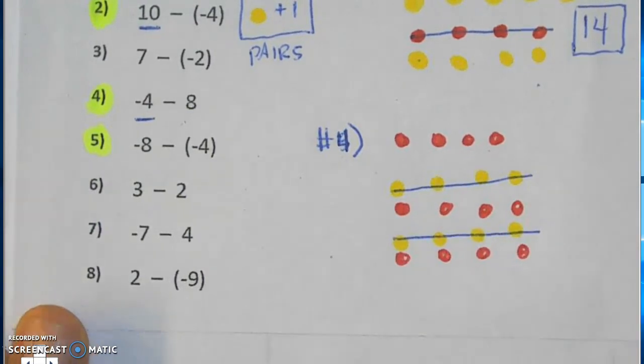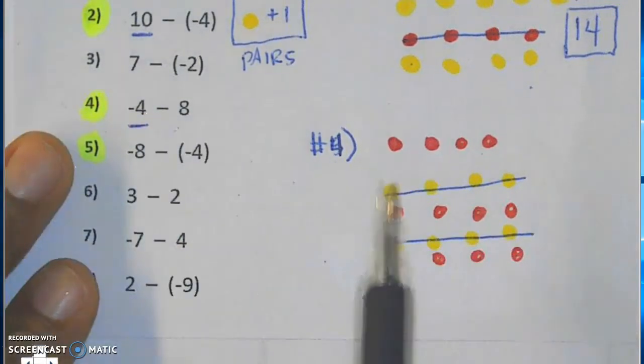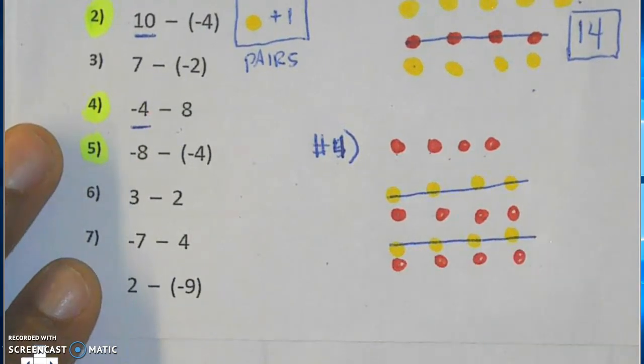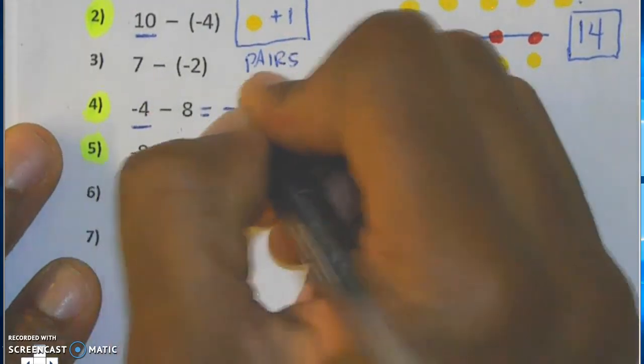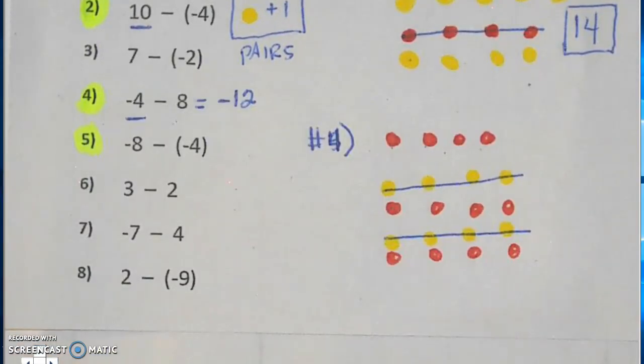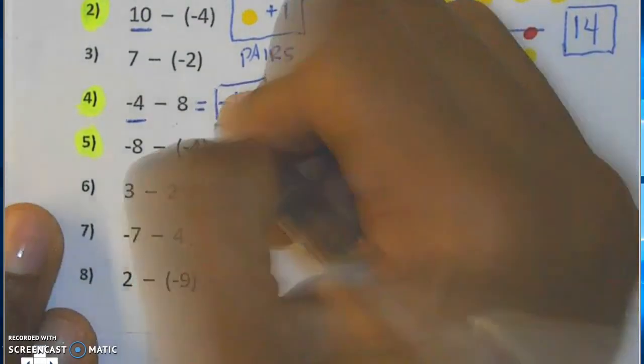Once I remove my 8 yellows, I'm left with a bunch of reds. So if they're all the same color, we know we add them up. And I will have an answer of a negative 12. So negative 12 would be my answer.